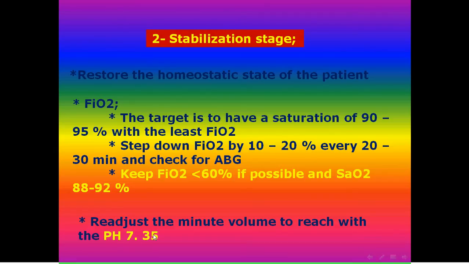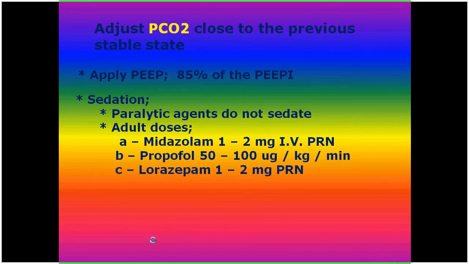At the same time, the second point, look at the pH. The pH should be close to 7.35. But this is adjustment of the pH; you have to adjust the partial pressure of carbon dioxide. In order to move the carbon dioxide, you have to handle the minute volume in order to bring the carbon dioxide back to the previous state. So how can you know the previous state? And this is a problem, so we are going to talk about it.